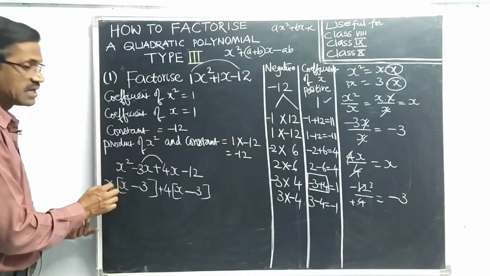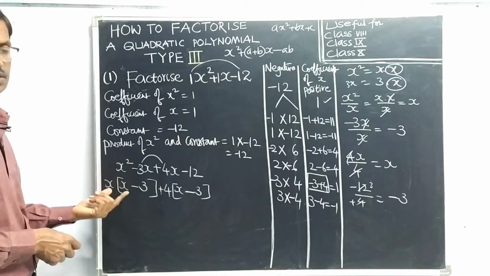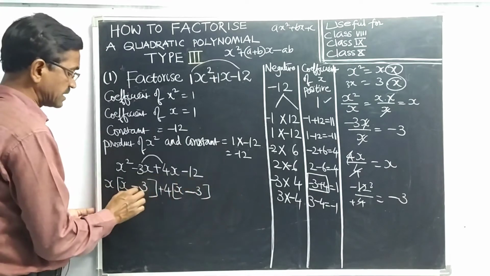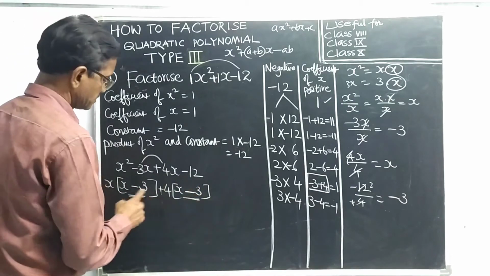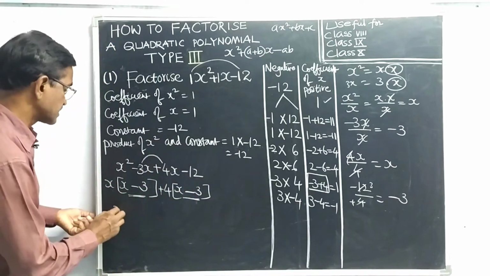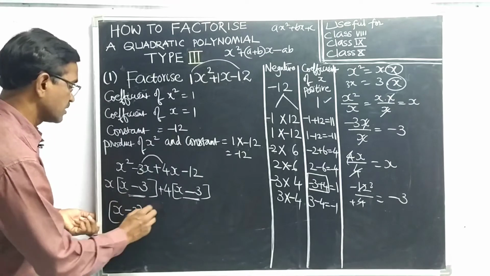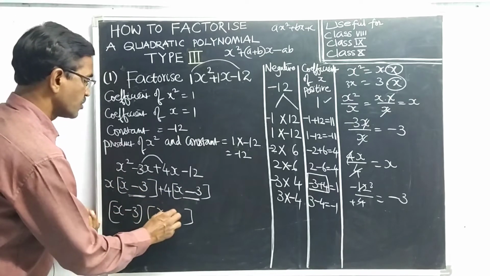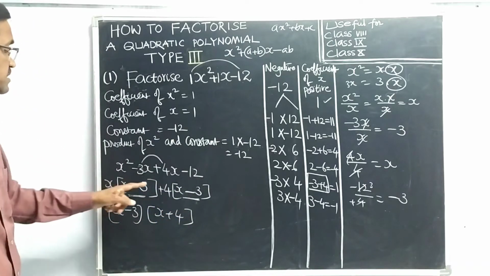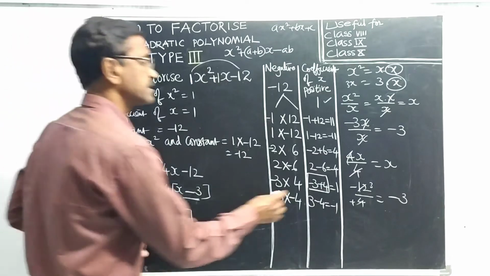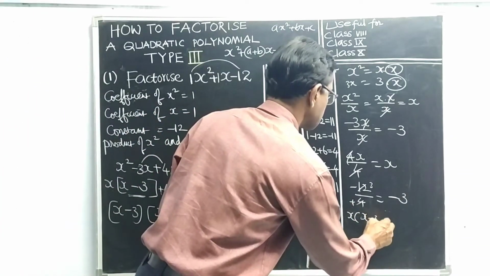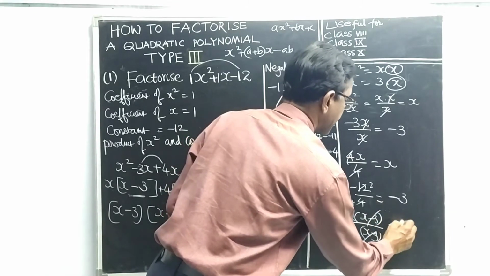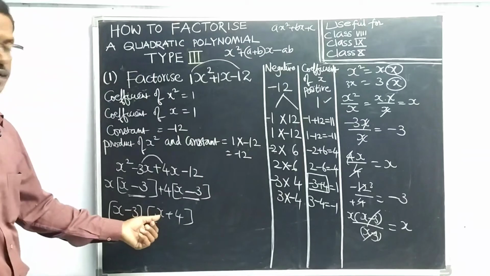Again here we got two terms: x into x minus 3, and 4 into x minus 3. In these two terms, x minus 3 is the common factor. So take that as the common factor and write the remaining factors there: x plus 4. How do you get x plus 4? X into x minus 3 divided by x minus 3, x minus 3 cancels, we get x. So I wrote here x.